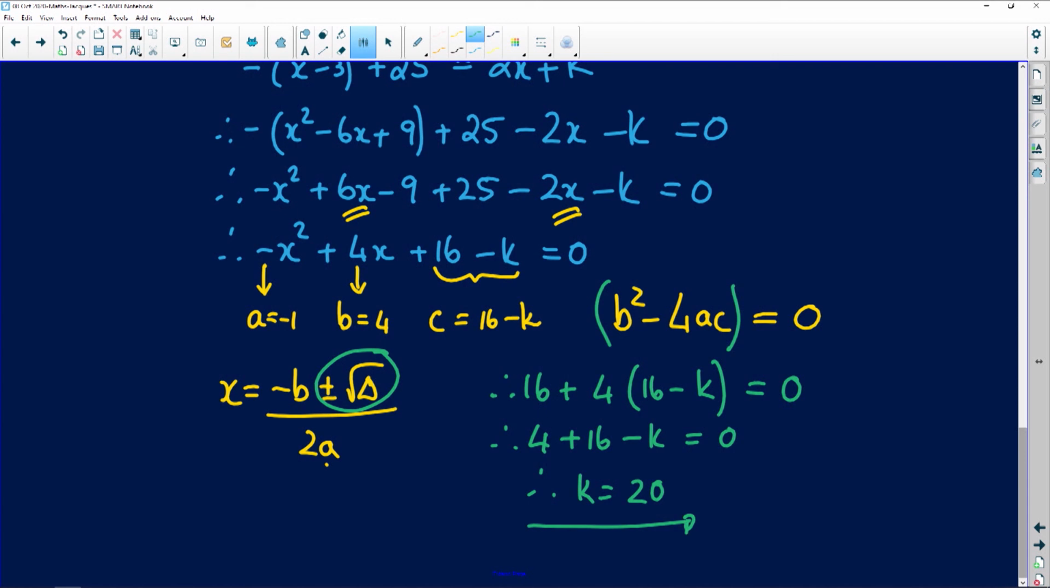So if k is 20, then you have a tangent. The line touches the parabola. They didn't ask us for the point, they just wanted the value of k. So k has to be 20.